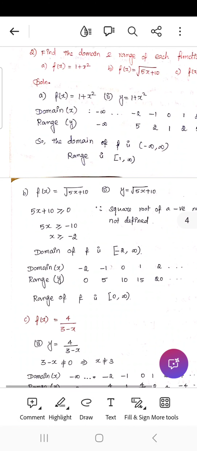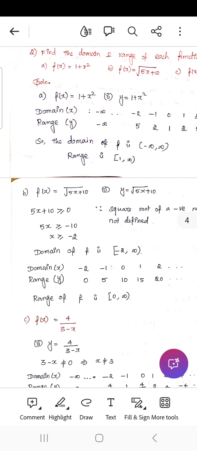Next problem is root of 5x plus 10. For the square root of this function, 5x plus 10 should be greater than or equal to 0. Therefore it should not be negative. 5x plus 10 greater than or equal to 0, which implies 5x greater than or equal to minus 10, x greater than or equal to minus 2.